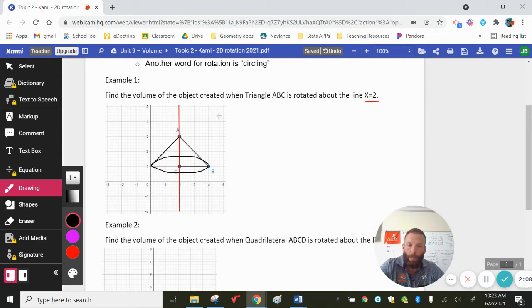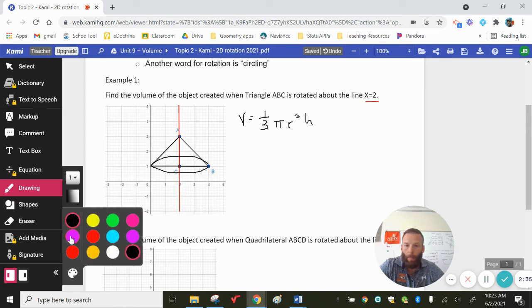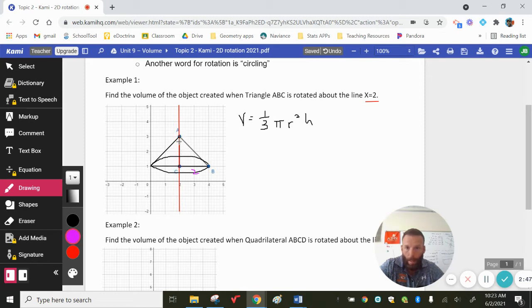Once I decide what the shape is, I look back at my formulas to remember what the volume is for a cone. The volume for a cone is 1/3 pi r squared h. So now I need to know two things in order to find the volume: the radius of my cone and the height of my cone. The radius is the distance from point C to point B, and the height is the distance from point C, the center of the base, to point A.